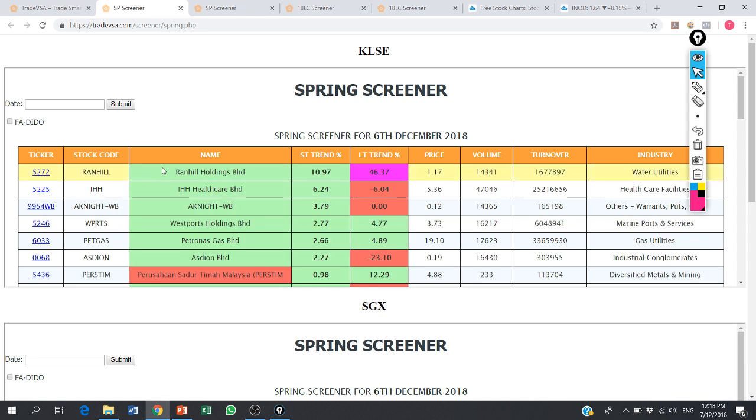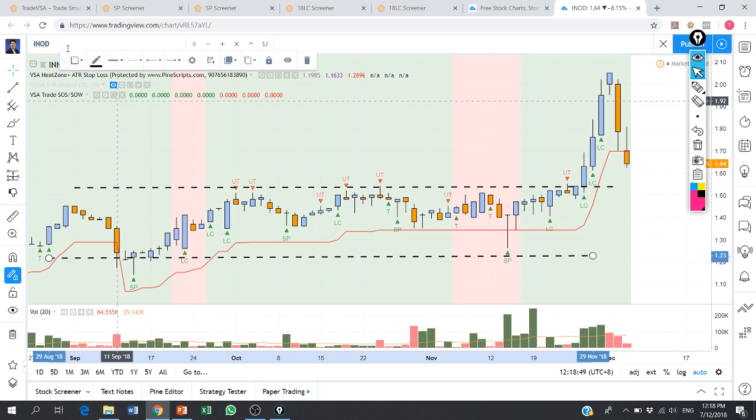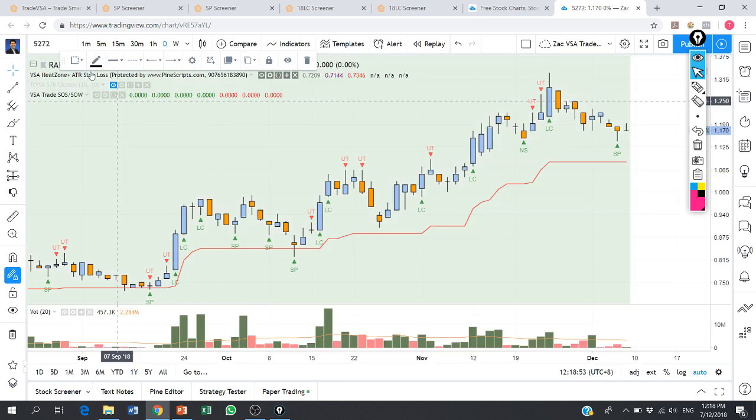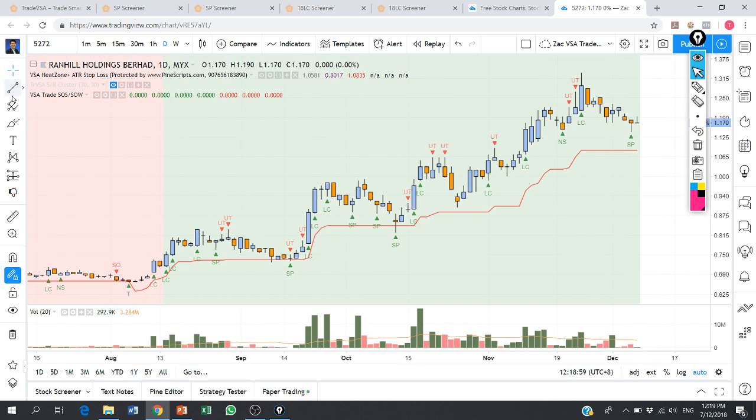Usually what I do is I like to sort them using ST trend to ensure that I have a green or purple hit zone, to make sure that I'm trading in the beginning of stage 2 or in the mid of stage 2. So I picked up RanHill for this week. This is our first topic, the first stock trade idea for this week using our spring screener. So why do I pick up RanHill?